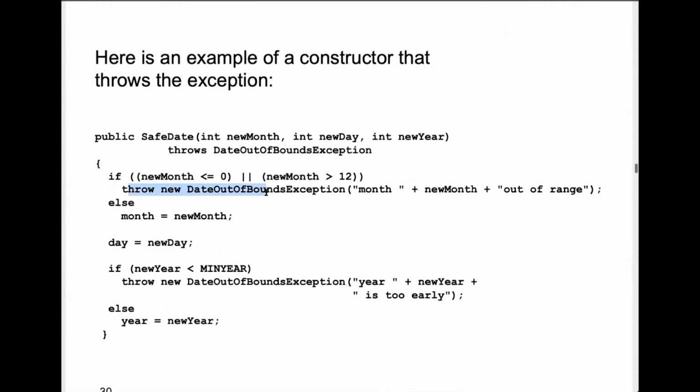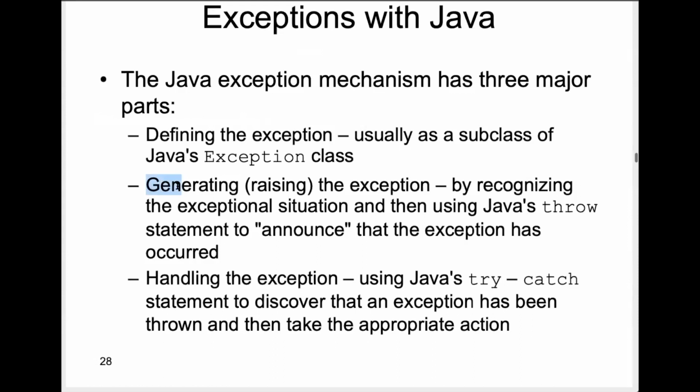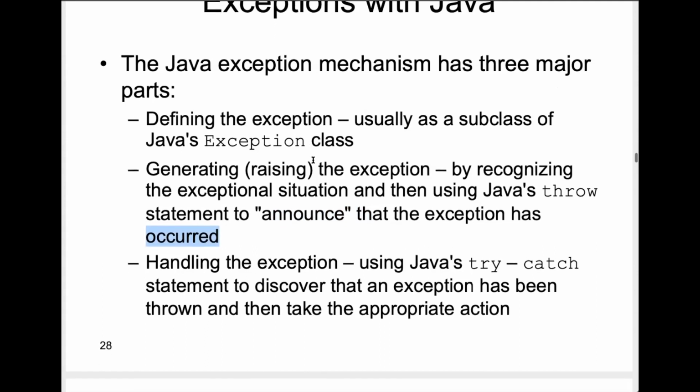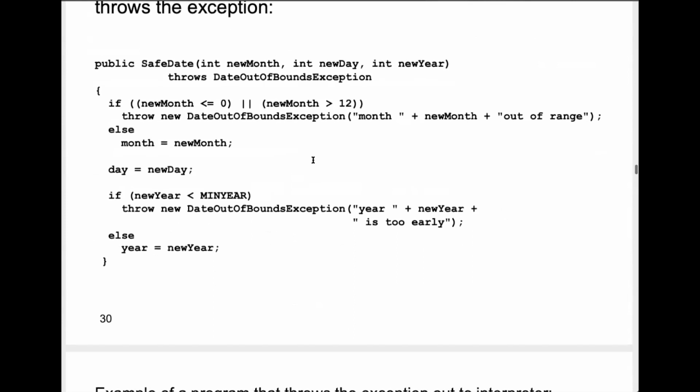Okay, and then you're going to see lots of this too. So throw new date exception basically says, I don't want to handle this right now, I'm going to throw back to the previous caller. So generating, raising the exception by recognizing the exceptional situation and then raising. I don't know why they call it exceptional situation. It's actually exceptions, right? This is what we talk about. And then using Java's throw statement to announce that the exception has occurred. So that is one of the ways you can deal with the exception.